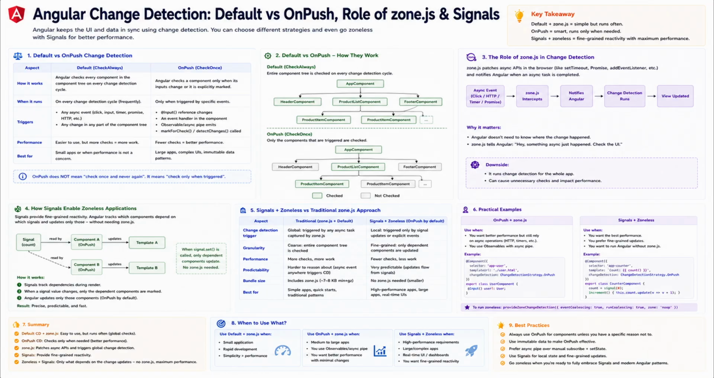Okay. Can you tell me the change detection techniques, default versus OnPush, and how Zone.js works? And apart from that, how do signals help inside it? Also, Angular introduced zoneless rendering. How does zoneless rendering work? Can you tell me?